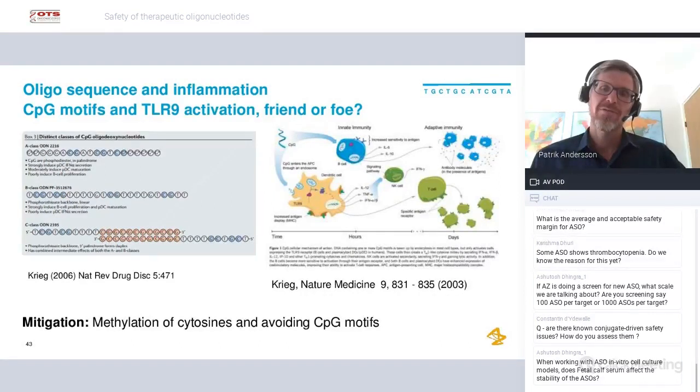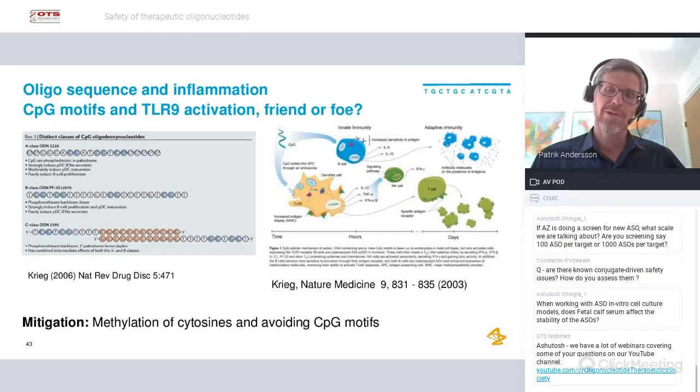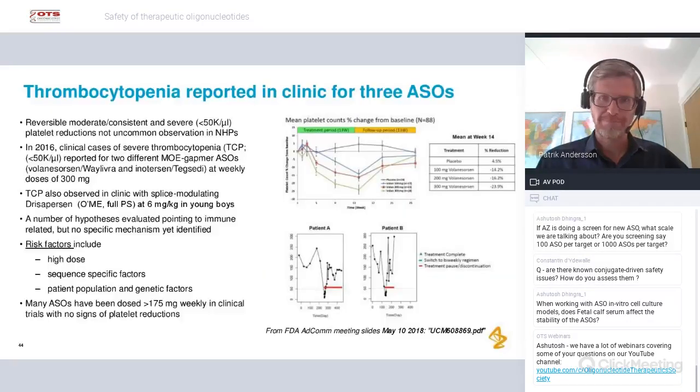The CpG motifs, probably all of you have heard of, and it's Art Krieg who defined this in the 90s. I write here friend or foe. There is an entire area where you want to have CpG oligos to modulate the immune system. But for ASOs and siRNA and so on, it's not really what you're after, unless you want a pro-inflammatory boost. There are ways around this. It's about avoiding the known CpG motifs, and also chemical modifications like methylation of cytosines that dampen that immune response. But there can be sequences that can be pro-inflammatory anyway. So that's really about the screening.